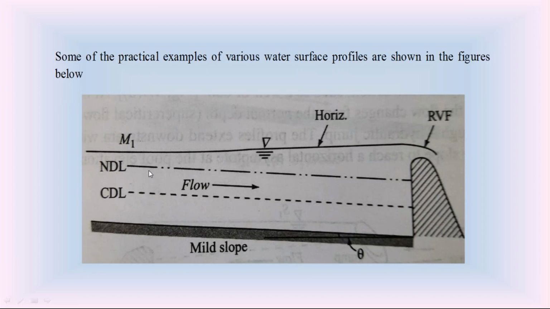In the diagram, this is the water surface in the open channel. Since this water surface is above the critical depth and normal depth, this water surface is in zone 1. So this water surface in the open channel is in zone 1 of the mild slope channel. So this is called the M1 curve.